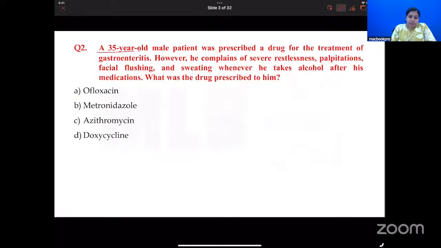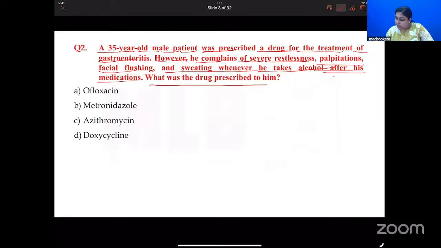So a 35-year-old male patient was prescribed a drug for the treatment of gastroenteritis. However, he complains of severe restlessness, palpitation, and facial flushing and sweating whenever he takes alcohol after his medication. What was the drug prescribed to him? Now you people have to tell me.